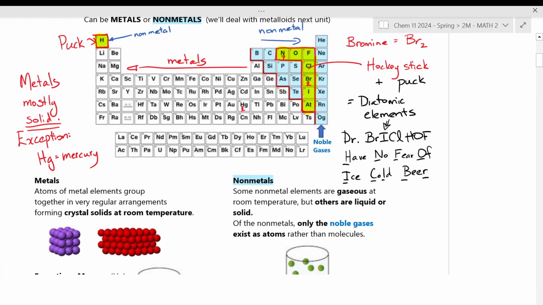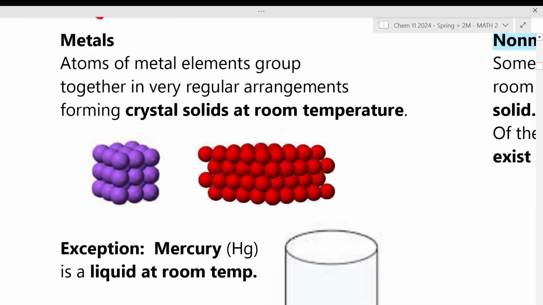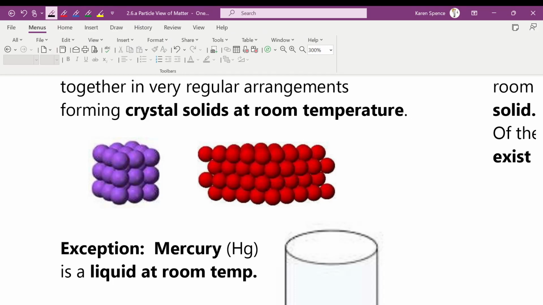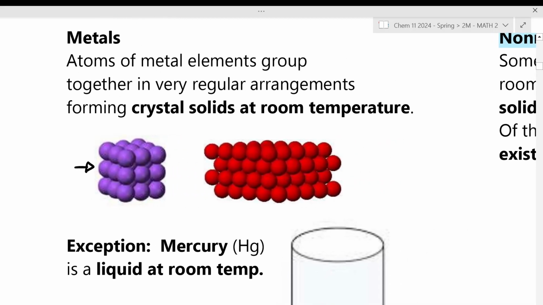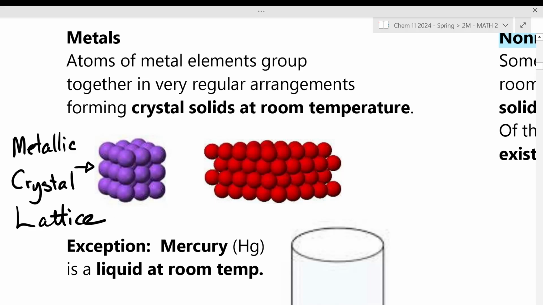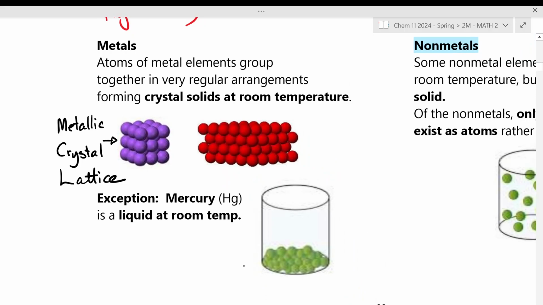All right. So our metals are mostly solid, and in fact, they form, can you guess what we call this solid crystal structure? It is a metallic crystal lattice, yes. So this is a metallic crystal lattice. Exception, mercury, because mercury is a liquid at room temperature. So these are solids. How can you tell that this is a liquid and not a solid? Chat with your partner about that. How can you tell that this diagram here is a liquid and not a solid?